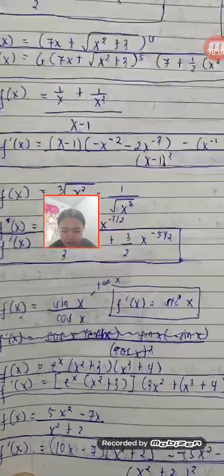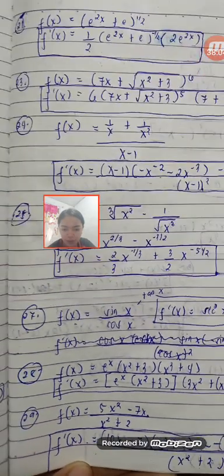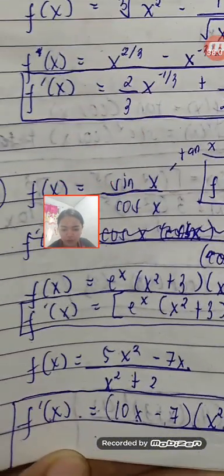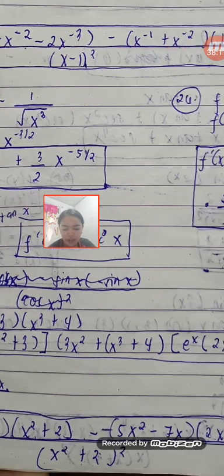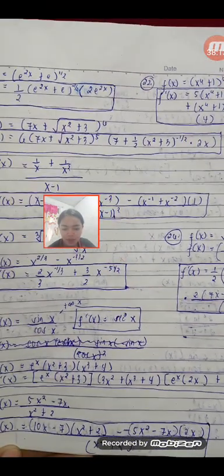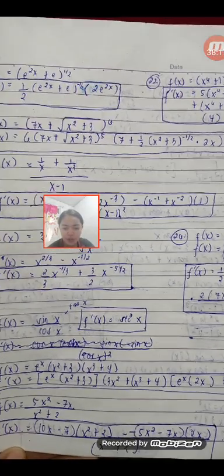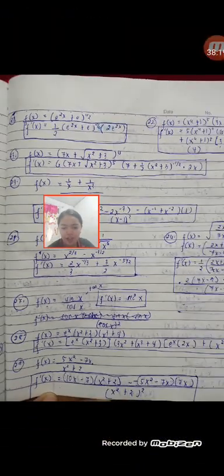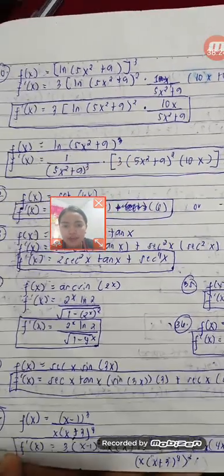Next one is this. In this item, it is basically division. That's why we need to use the quotient rule. The derivative of our numerator is 10x minus 7, and copy the denominator minus copy the numerator, and the derivative of x squared plus 2 is 2x, over the square of our denominator. For our item number 30, we come up with this.